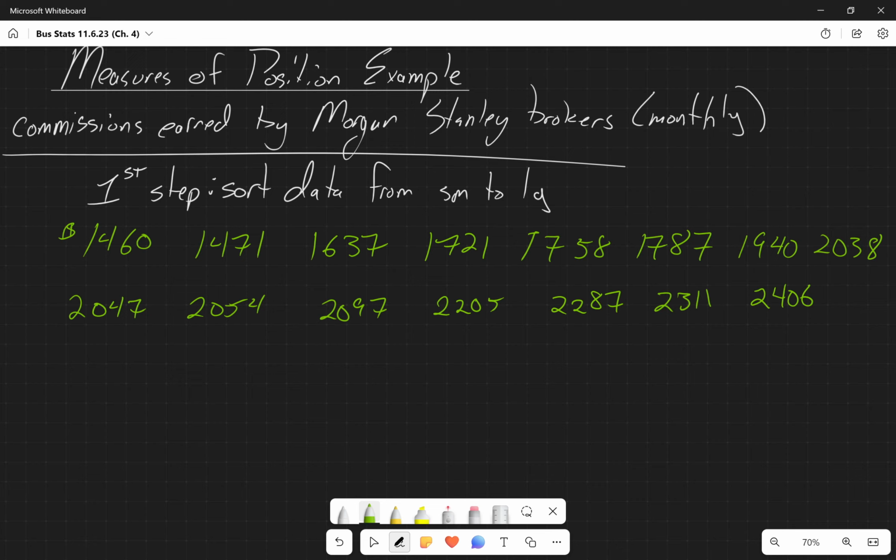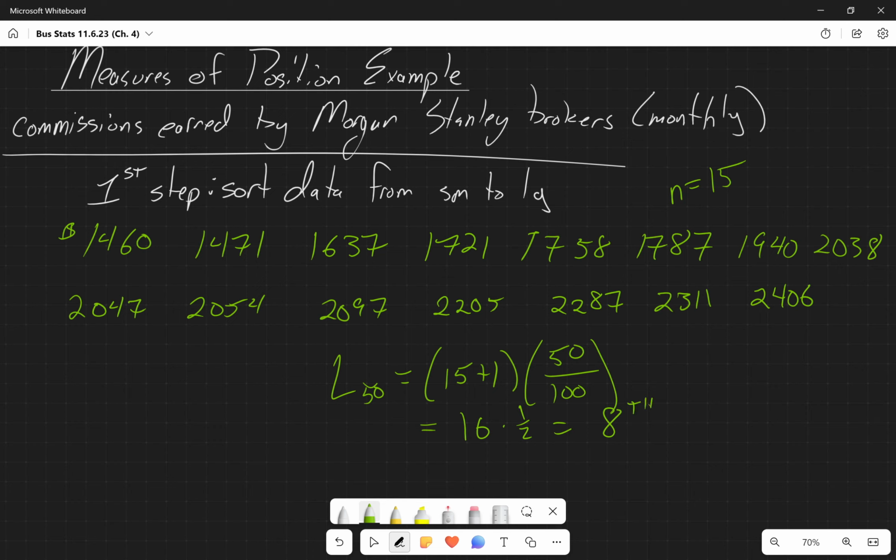And so when we're asked to find the median, our L50, that's going to be 15 plus 1, because we have a sample size of 15 here. And then we're going to multiply that by 50 over 100. And so this is going to be 16 times 1/2. Half of 16 gives us 8. So it's the 8th position. So then we count 1, 2, 3, 4, 5, 6, 7, 8. This is my median.